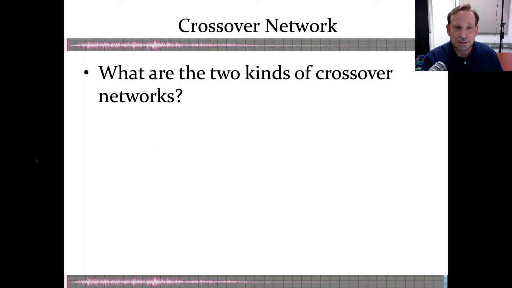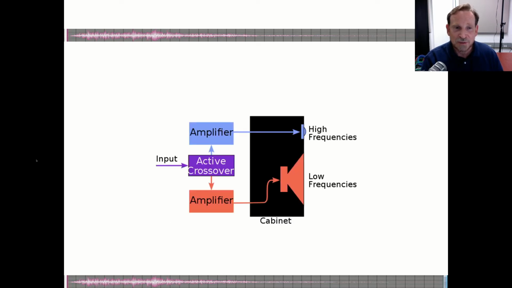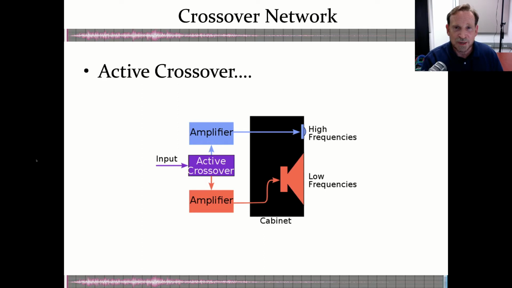Now there are two kinds of crossover networks. There's a passive and an active. And so we'll start off here by focusing on what an active crossover network is. So an active network is one in which the signal comes into the speaker, and then it gets amplified as it's being sent to the different drivers. So first it comes in, and then it's split up. Low frequencies will be sent to the driver that is associated with low frequencies, the woofer. Higher frequencies will go to the tweeter.